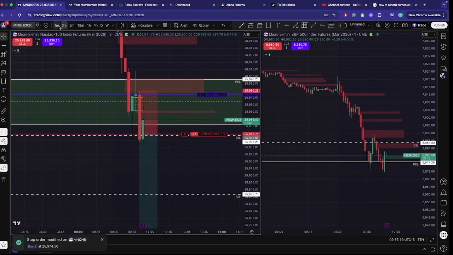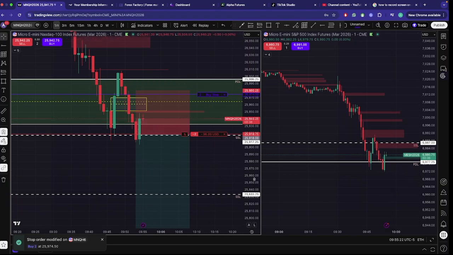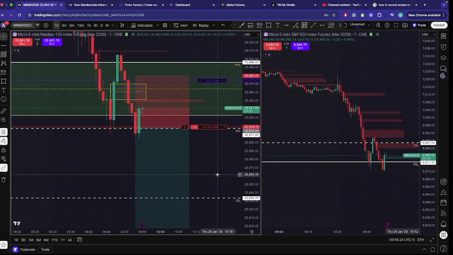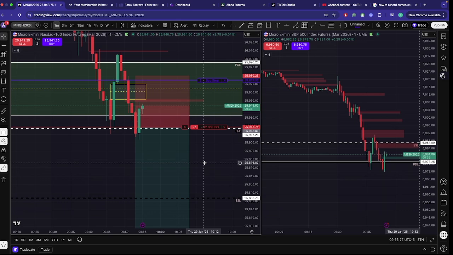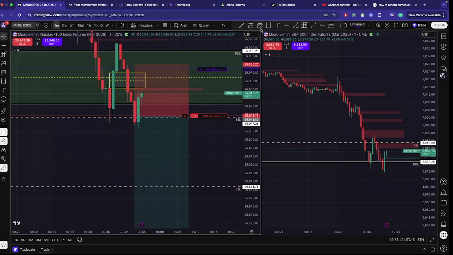There you go, that's me raising my stop loss once again, just because I saw that I was risking a little bit more than I was expecting. Usually I like to trade about $150 to $200 per trade, and I look for a minimum 1 to 1 R.